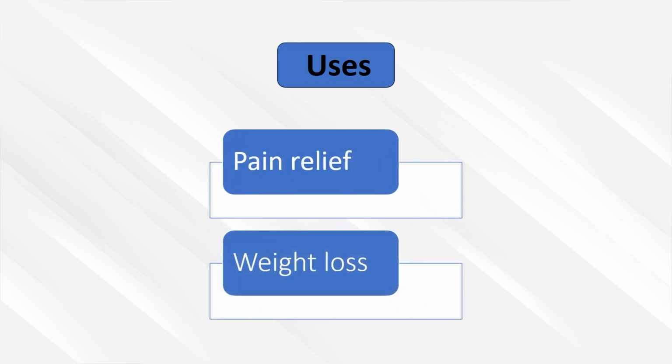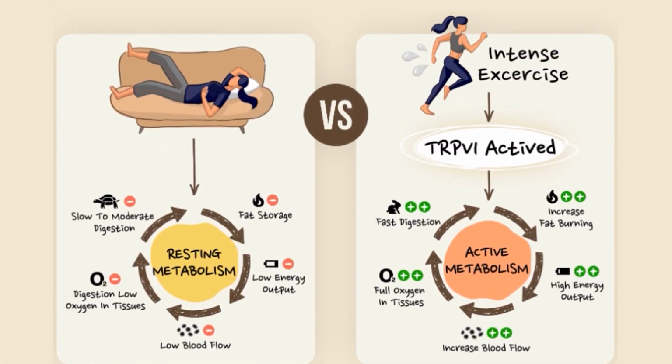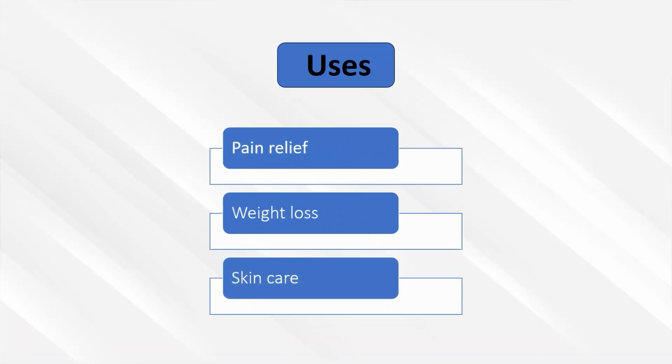The second use is weight loss. Capsaicin has been shown to increase metabolism and promote fat burning. The third use of capsaicin is skin care. Capsaicin has antioxidant properties and can help reduce inflammation and redness in the skin.